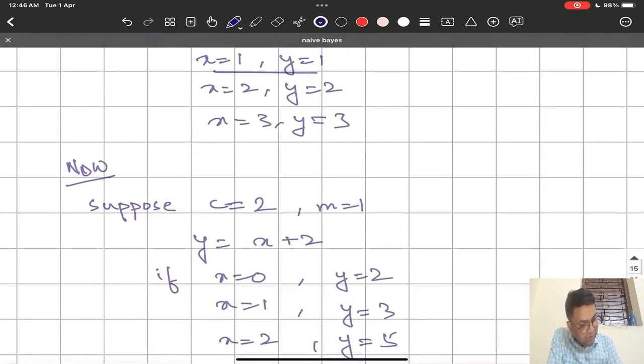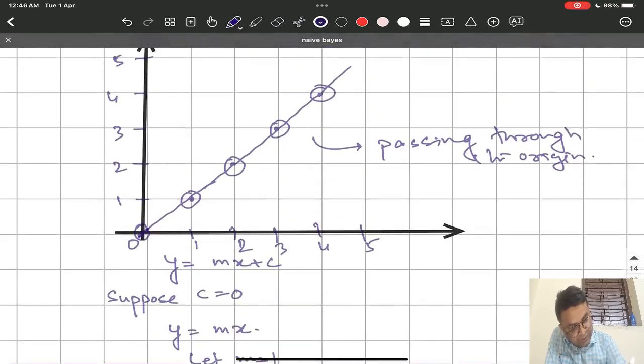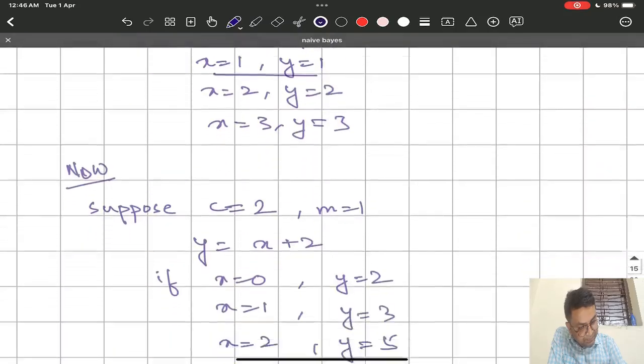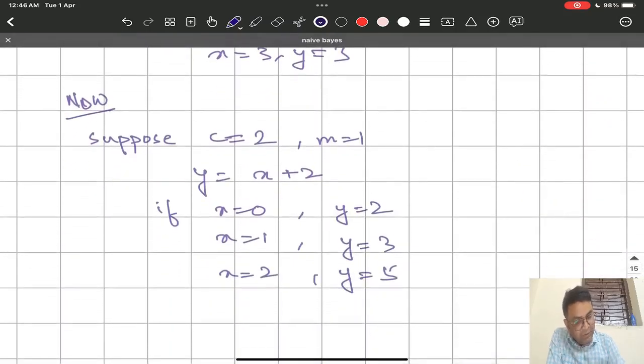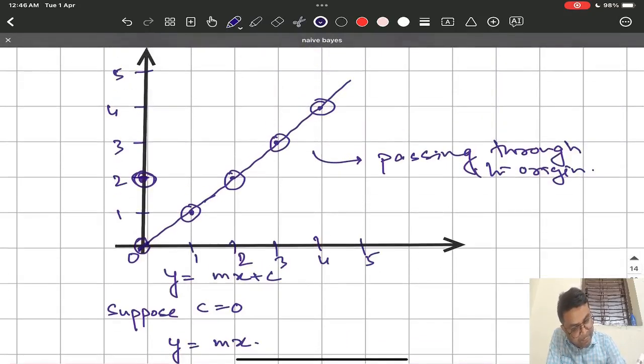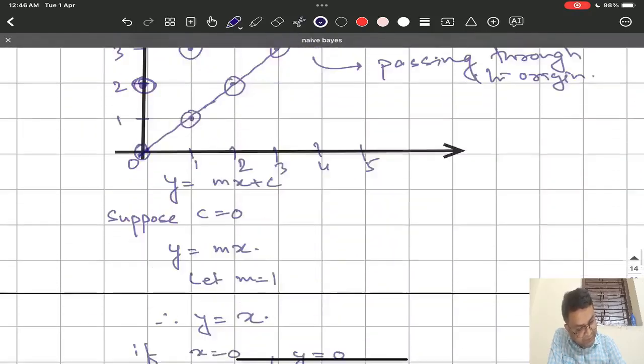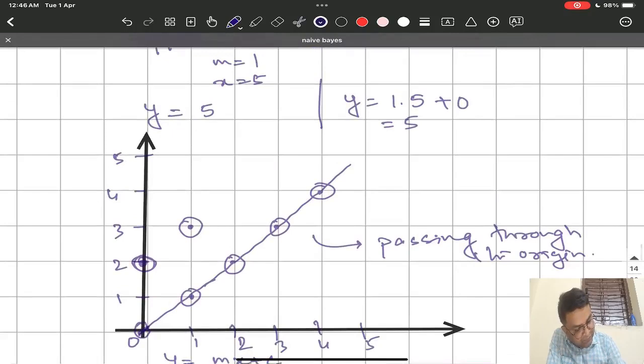X equal to 0, y equal to 2. So can you see? Y equal to 2. So this one is the intercept. Can you see? It has changed from 0 to 2. So this one is the intercept actually. See, x equal to 1, y equal to 3. This one. X equal to 2, y equal to 5. This one.